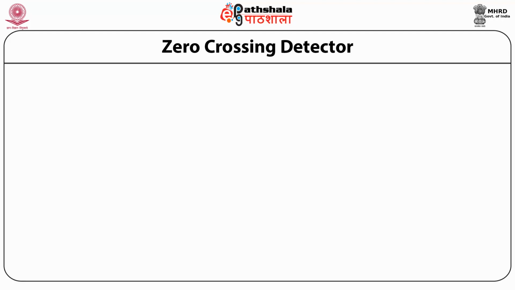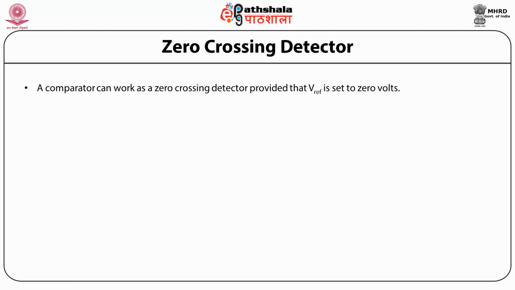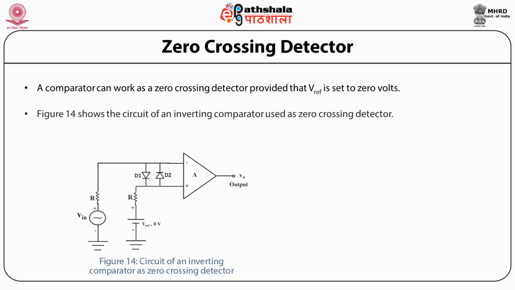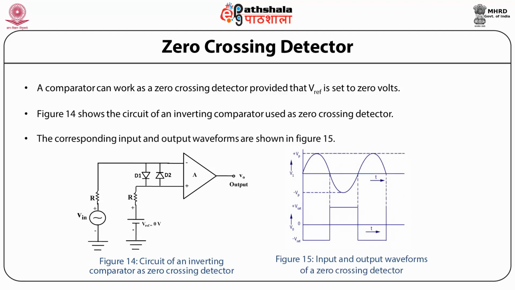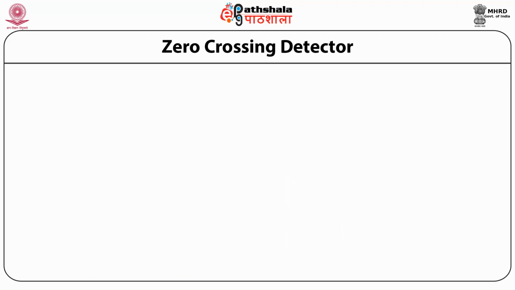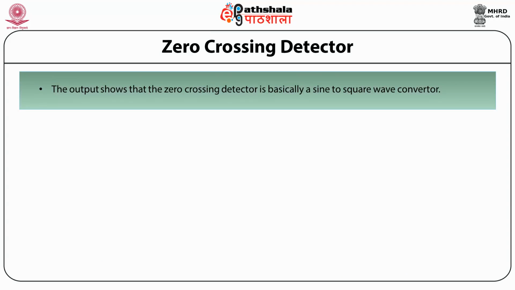We discuss the next application of op-amp, which is the zero crossing detector. A comparator can work as a zero crossing detector provided that V reference is set to 0 volts. The figure shows the circuit of an inverting comparator which is used as a zero crossing detector. The corresponding input and output waveforms are also shown. The output shows that the zero crossing detector is basically a sine to square wave converter.